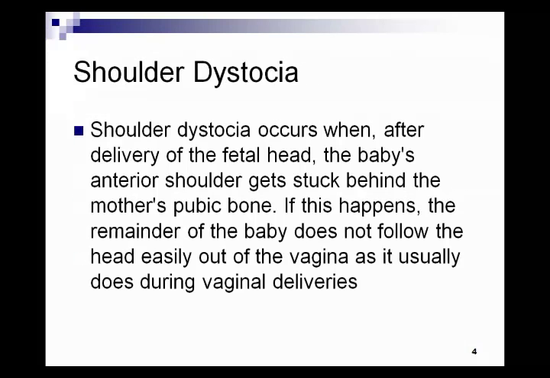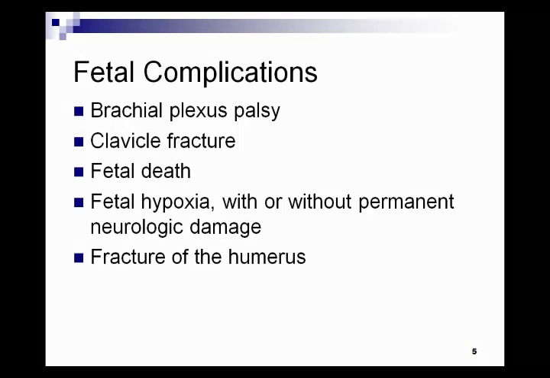Now going to a little more detail on shoulder dystocia. Shoulder dystocia occurs when, after delivery of the fetal head, the baby's anterior shoulder gets stuck behind the mother's pubic bone, and if this happens, the remainder of the baby does not follow the head, and we can get some complications with that, such as brachial plexus palsy. That's like an impingement of the nerve. And how we assess that usually is the newborn will not have a symmetrical Moro reflex or startle reflex.